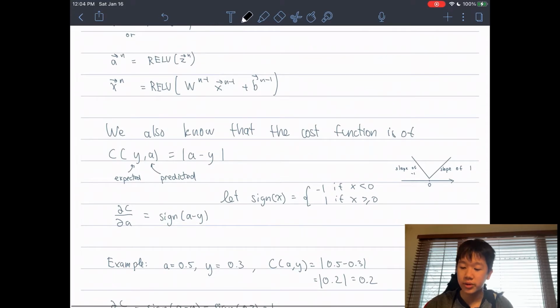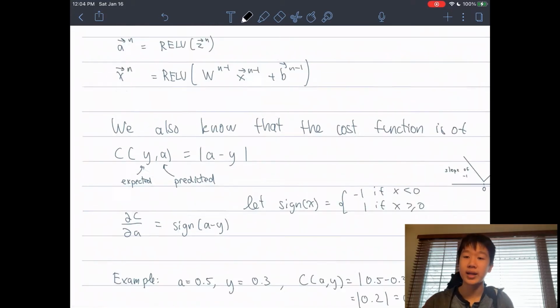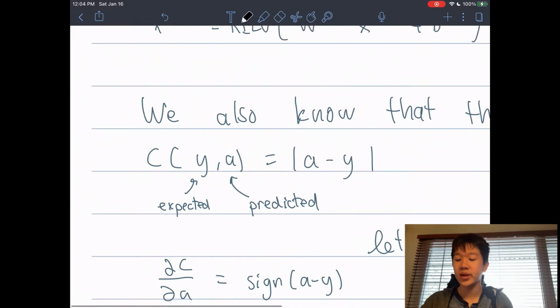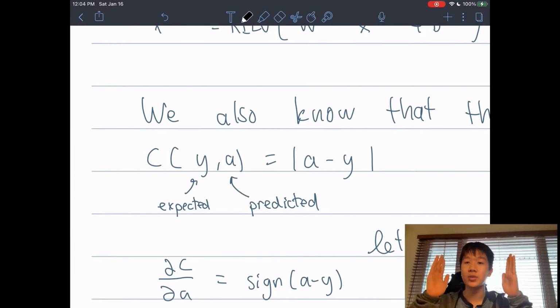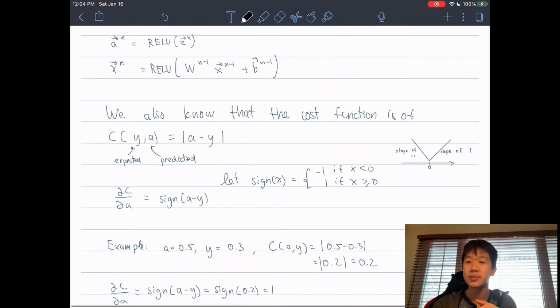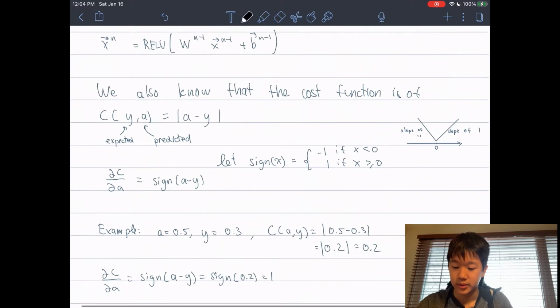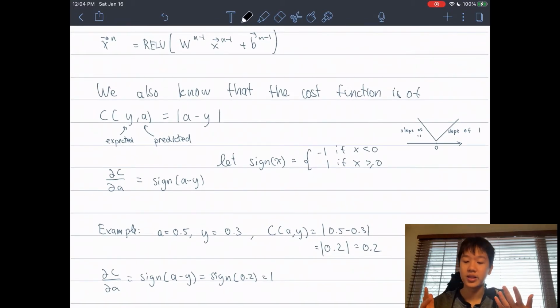So we are now going to look at the cost function. If you remember correctly, the cost function of something expected, then predicted, would just be the absolute value of the predicted minus expected. There are also different kinds of cost functions, but you'll see why we're going to be using this particular one, the mean absolute error. So we want to be able to derive this function.